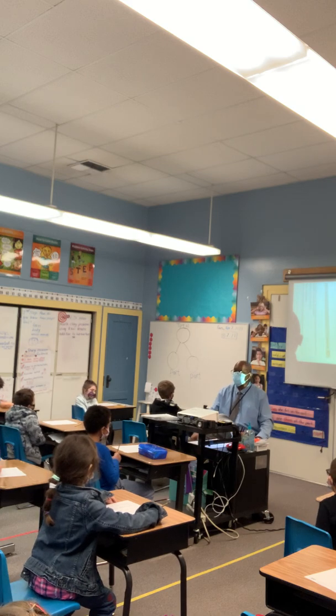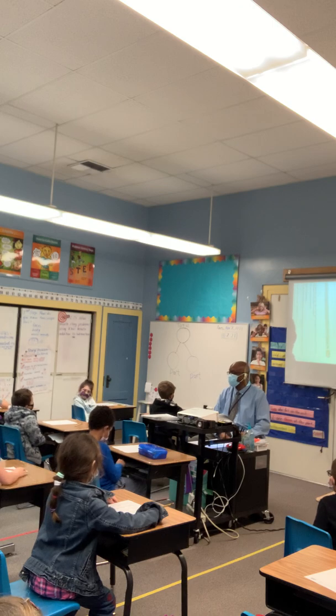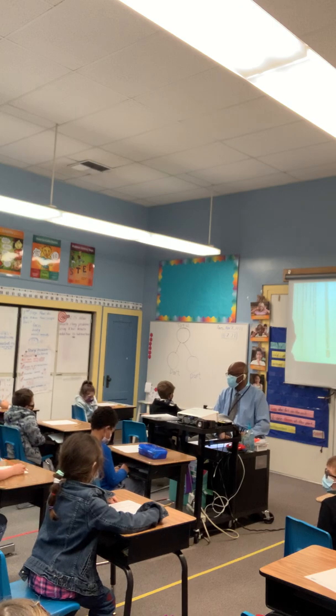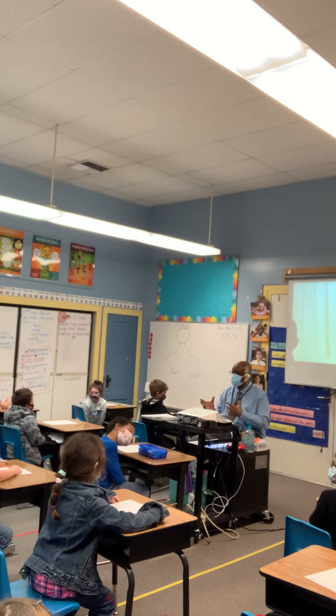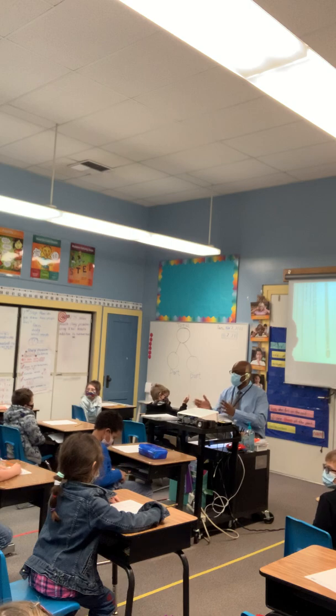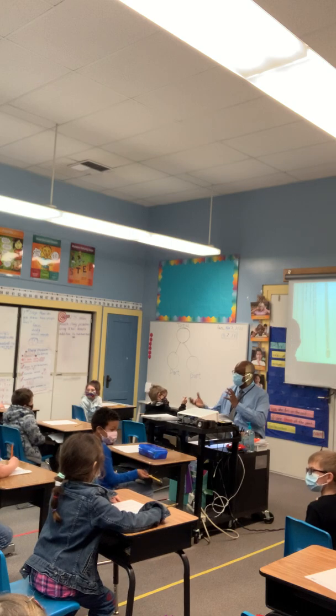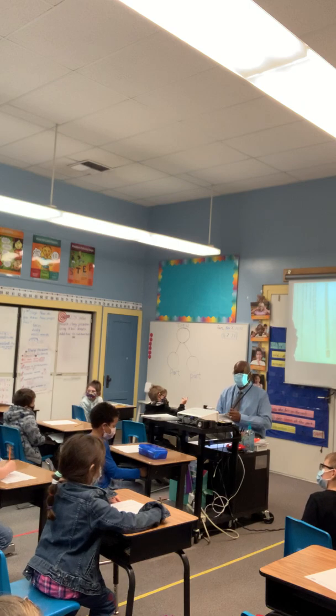So the next thing we're going to do is we're going to do some examples so we can use our read, draw, and write strategy along with the counting on strategy. Once we get the counting on strategy, we're going to relate that to subtraction. Because if we can count on and add, we can subtract by taking something away. Is that okay? All right.